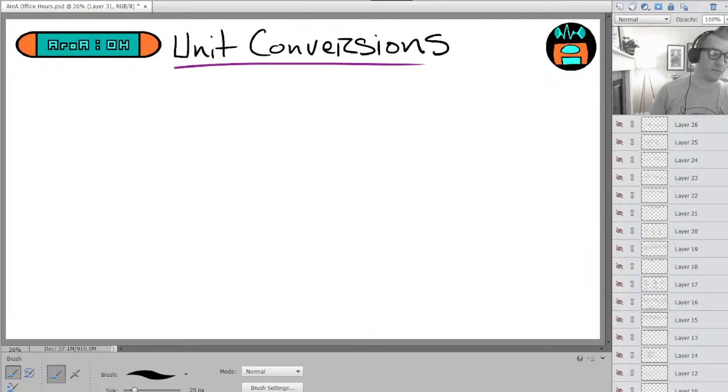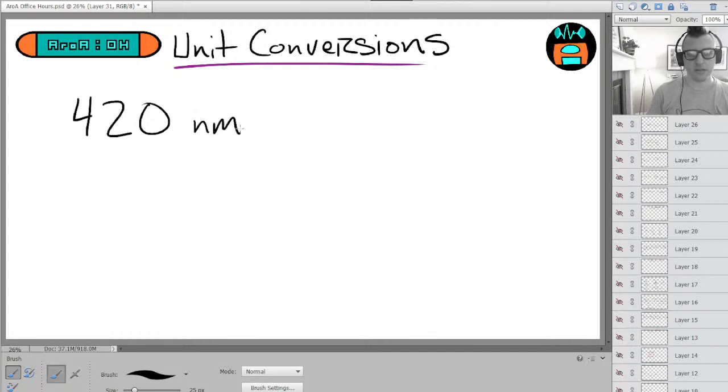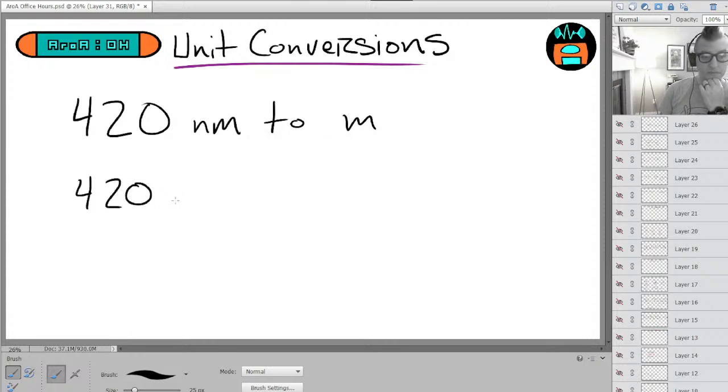Let's do another example. Let's go 420 nanometers to meters. All right, so first up, we need to set up our unit conversion so that nanometers cancel and we're left with meters.